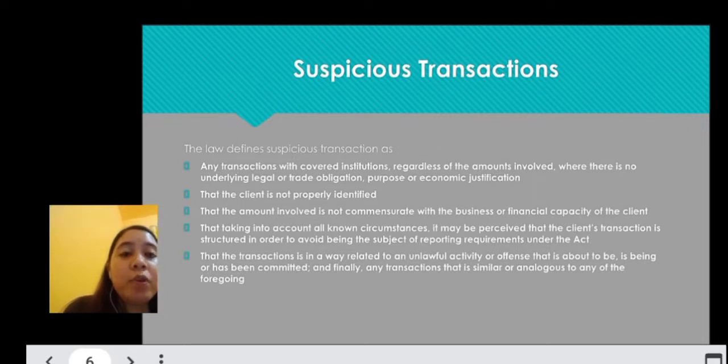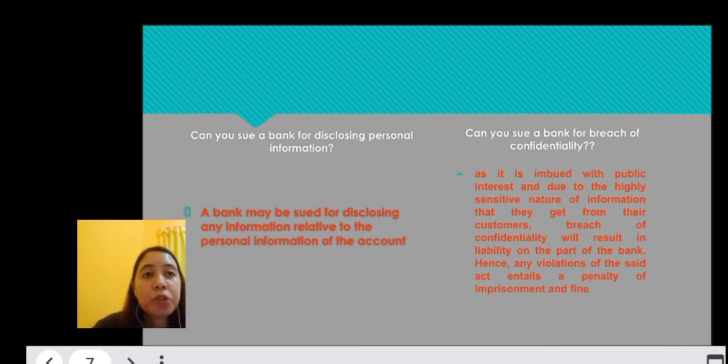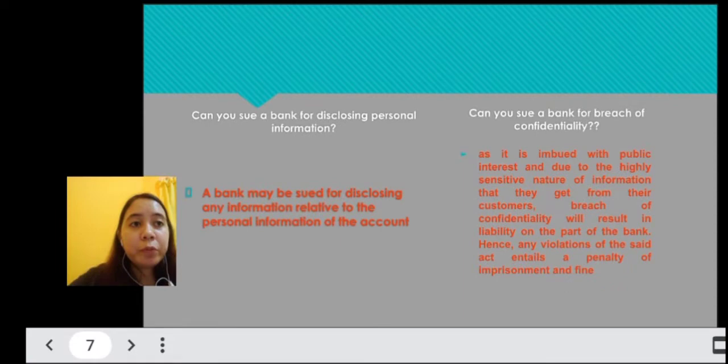Can you sue a bank for disclosing personal information? A bank may be sued for disclosing any information relative to the personal information of the account. You can sue a bank for a breach of confidentiality, as it is imbued with public interest and due to the highly sensitive nature of the information they get from their customers. Breach of confidentiality will result in liability on the part of the bank. Hence, any violation of the said act entails a penalty of imprisonment and fine.